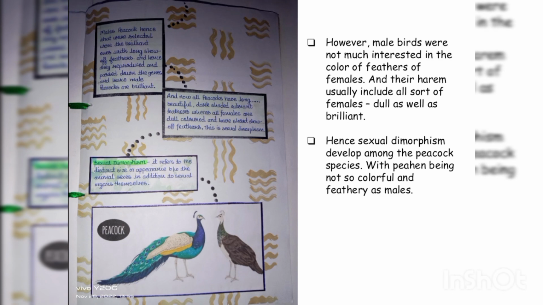male birds were not much interested in the color of feathers of the female, and their harem usually included all sorts of females, dull as well as brilliant. Hence, sexual dimorphism developed among the peacock species, with peahen being not so colorful and feathery as males.